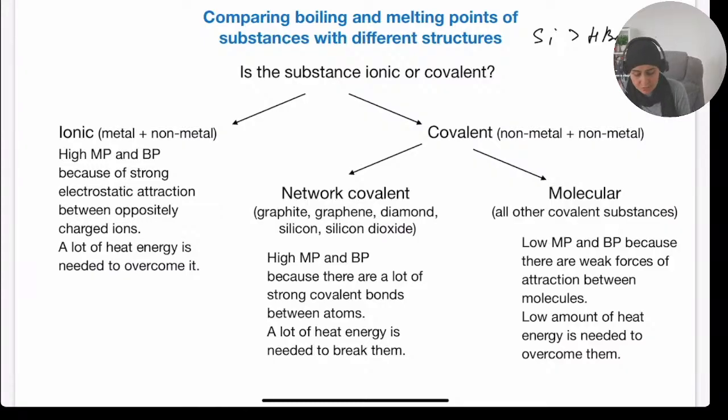Yeah, that's it. So basically the bottom line, if you are melting or boiling an ionic substance, you're breaking ionic bonds. Well, here I would say attraction between oppositely charged ions. If you're melting a network covalent substance, you're breaking covalent bonds. For molecular compounds or substances, you're breaking intermolecular forces, weak forces of attraction between molecules, weak IMF. That's how you can approach those questions. 2 to 3 marks usually.